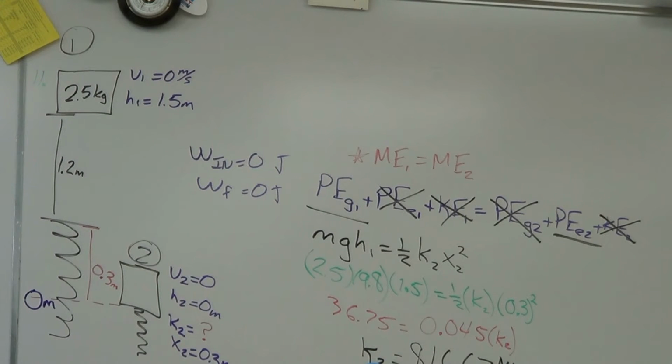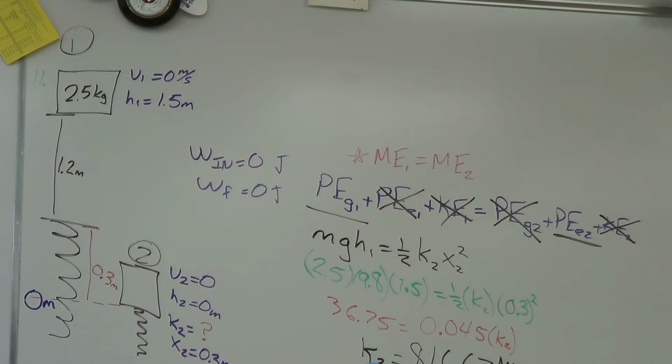A pretty common mistake is people will say H1 is 1.2, but then they'd say H2 is 0, but it's below 0. So make sure you're consistent with your heights based upon where you define your height to be 0.